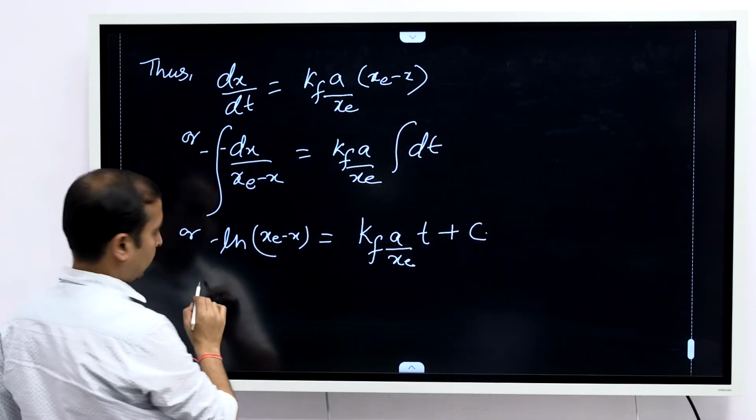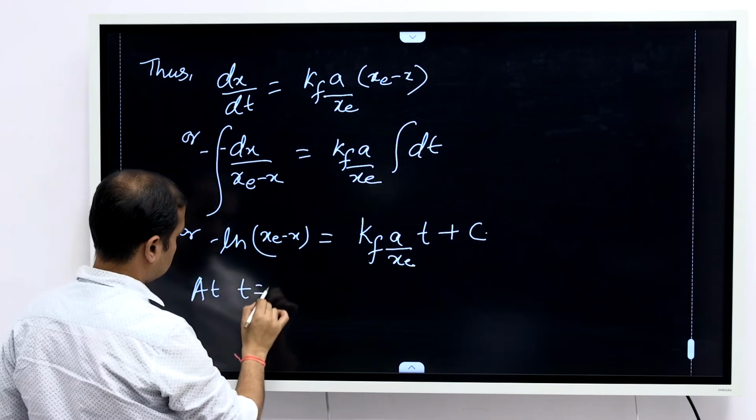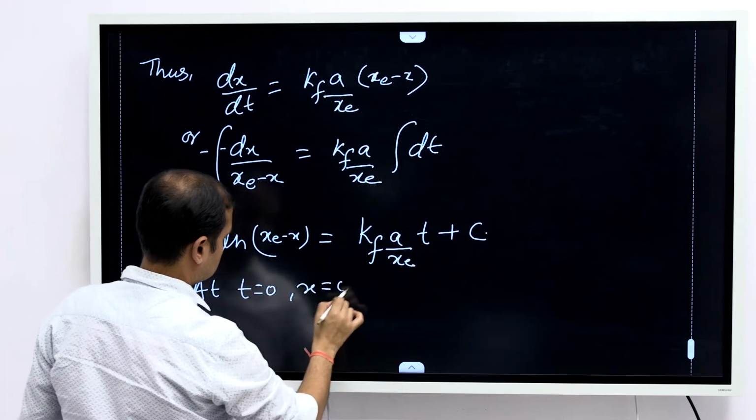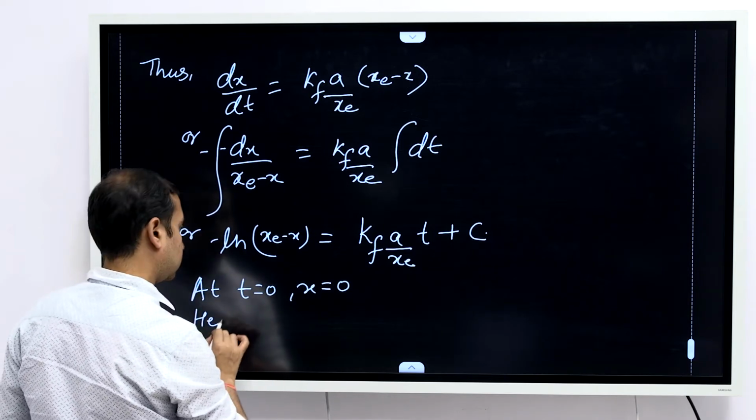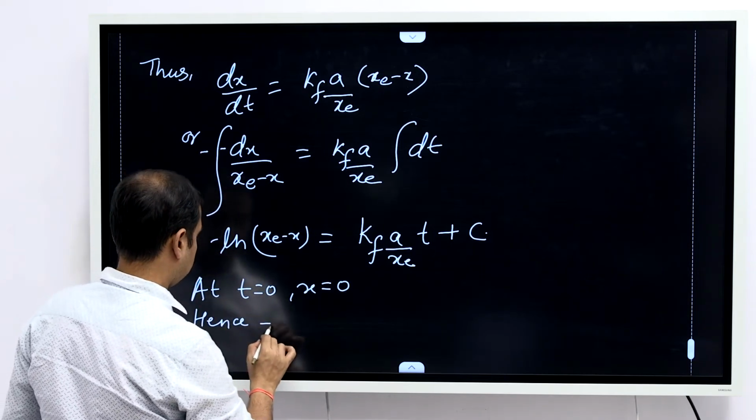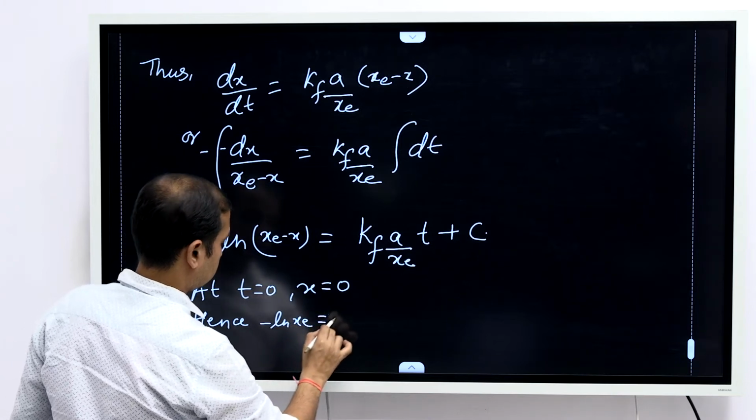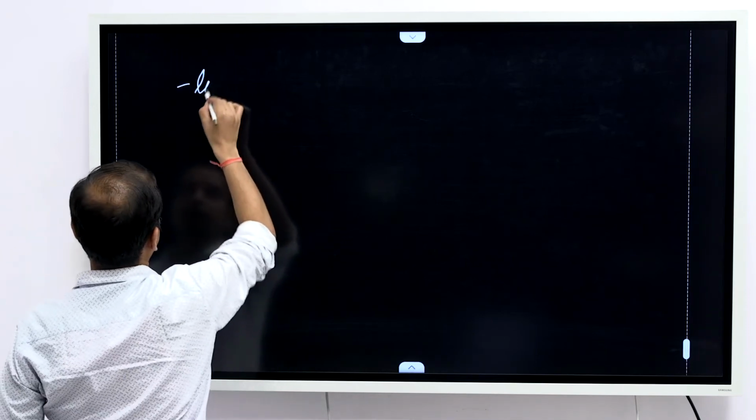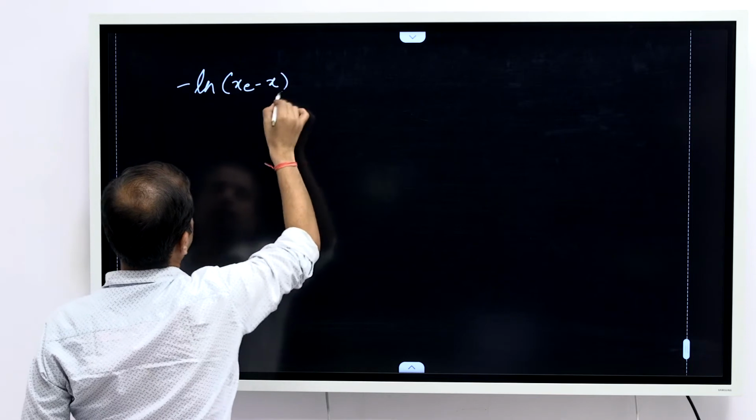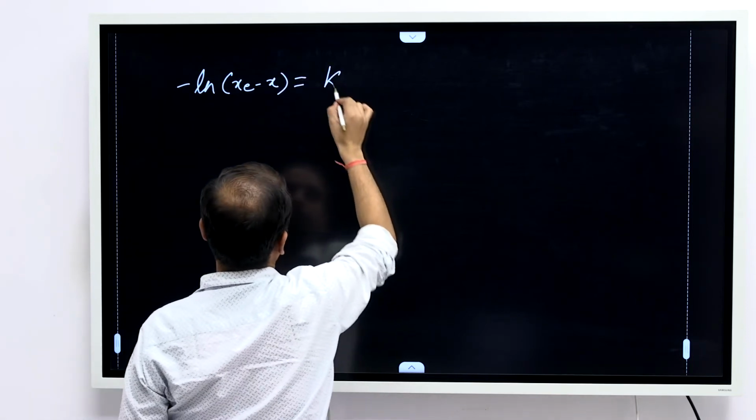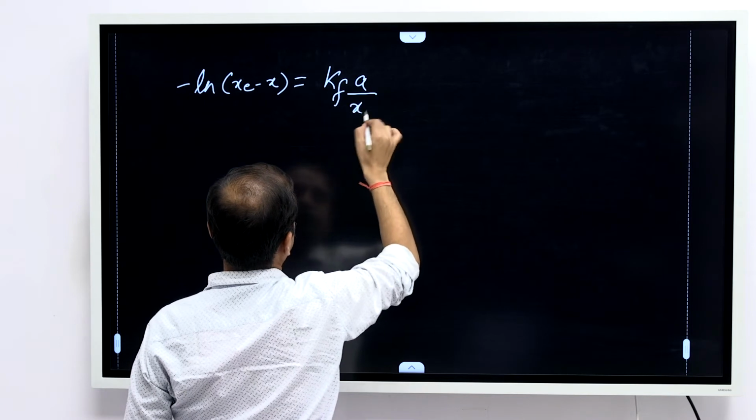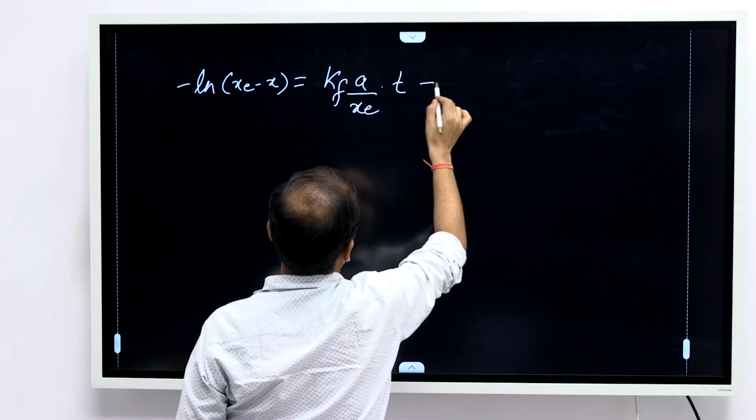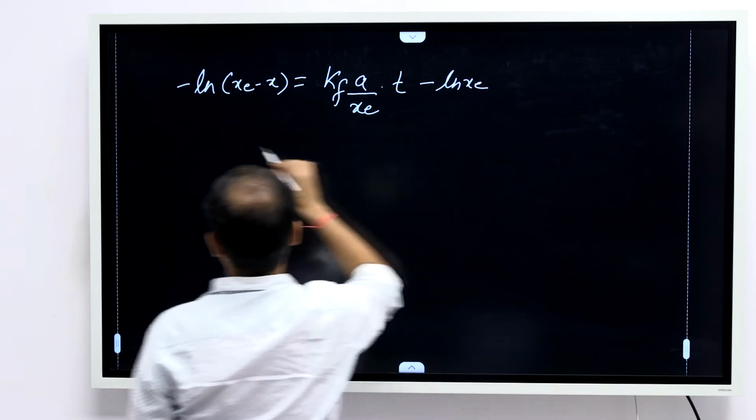Now at t is equal to 0, x is equal to 0, hence minus ln xe is equal to c. So c becomes minus ln xe. So putting the value of c in the equation, we get minus ln(xe minus x) is equal to kf a upon xe into t minus ln xe.